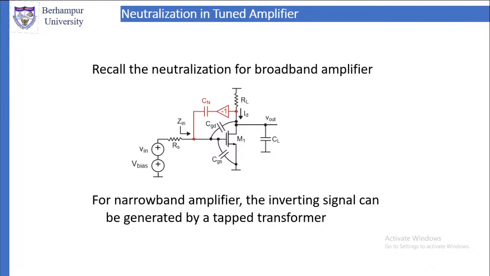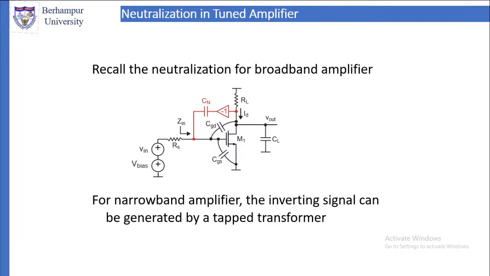Okay. Now we want to neutralize the tuned amplifier. For neutralization of the broadband amplifier, remember what we did: we used one op amp which gives a 180 degree out of phase output. Input is equal to output, so we used an op amp of unit gain but with a 180 degree phase difference. Here also we will do that, using an op amp of unit gain with 180 degree phase difference.